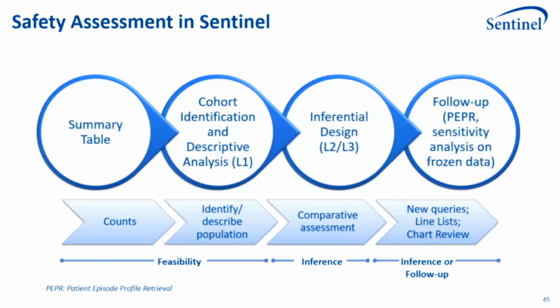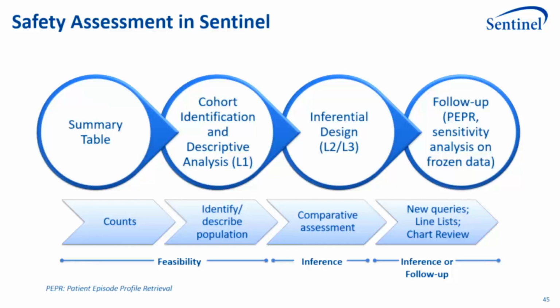Level 2 and Level 3 analyses are the inferential methods and modular programs we have as Sentinel tools. They include the self-controlled risk interval, propensity score analysis, and also the prospective sequential surveillance modules. The follow-up and sensitivity analyses available under Sentinel tools are those that can be done using the frozen data.